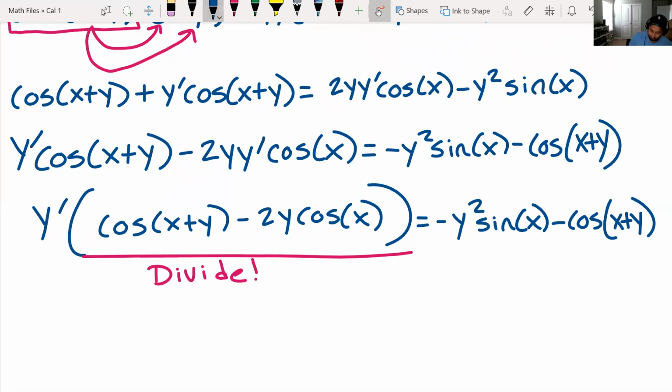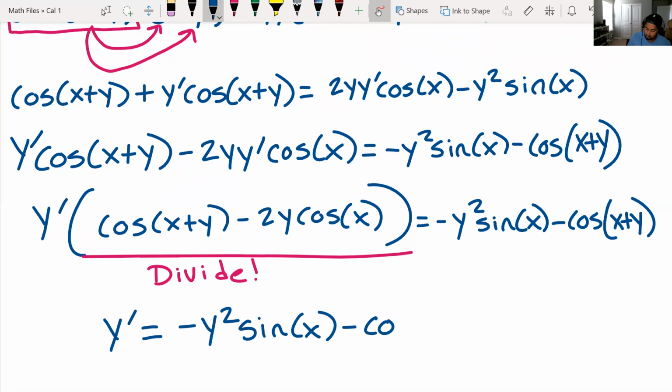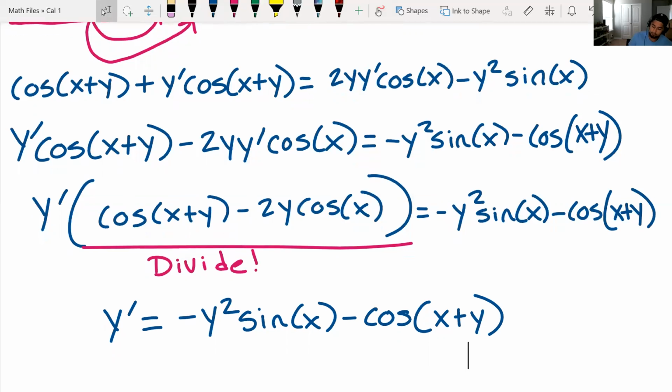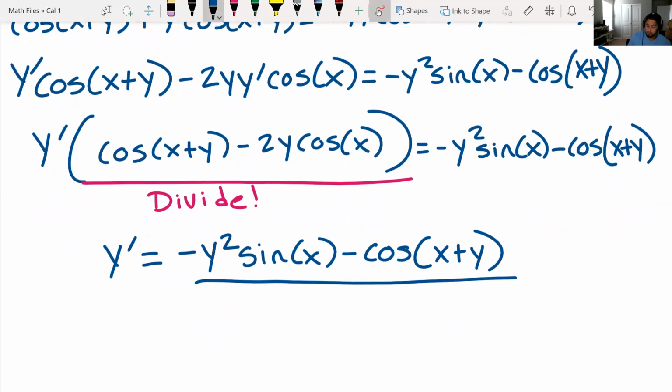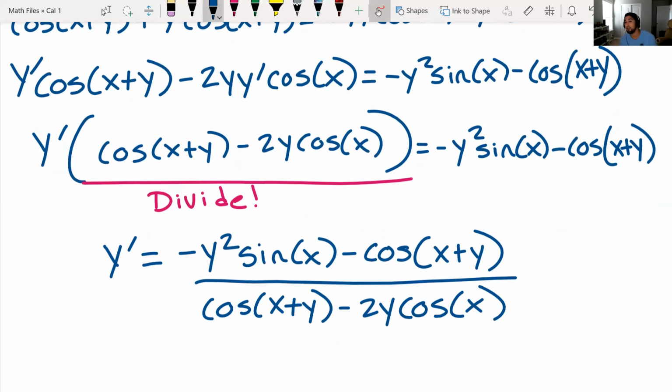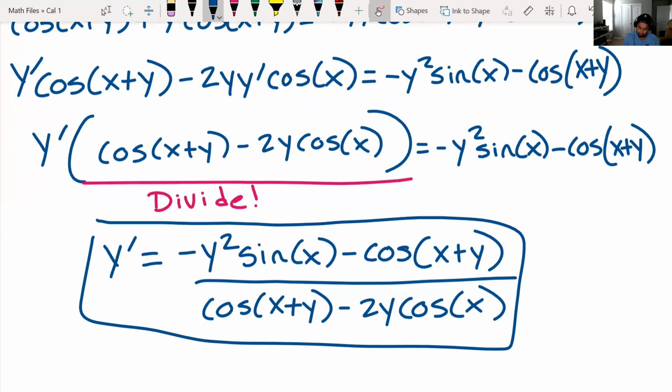Our final answer is y prime equals negative y squared sine of x minus cosine x plus y, all over this nasty looking denominator. And there's nothing else we can do. There's nothing else we would want to do. Done.